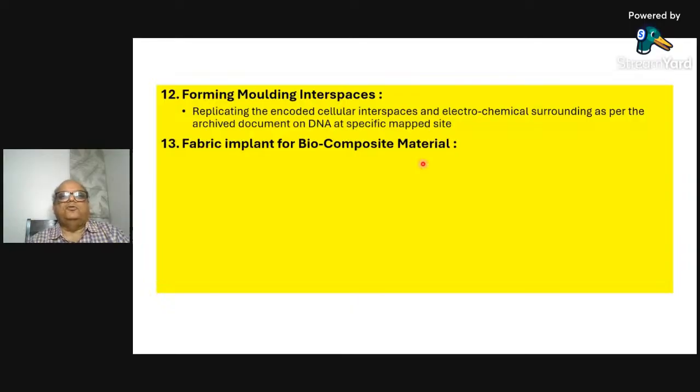Yeah. So next category is, of course, it can form something like a biocomposite material in line with CFRP and GFRP, carbon fiber reinforced plastic and glass fiber reinforced plastic, which have cloth reinforcement, and there is a resin. Okay, there is a solidified resin, and it forms the composite. So bone is an example of a biocomposite.